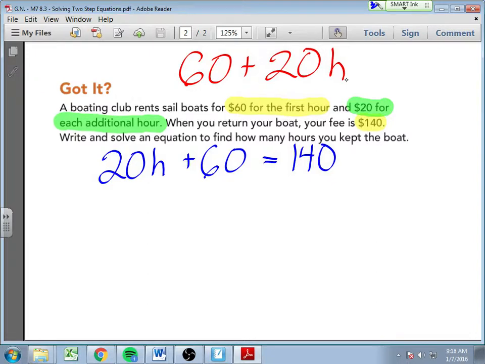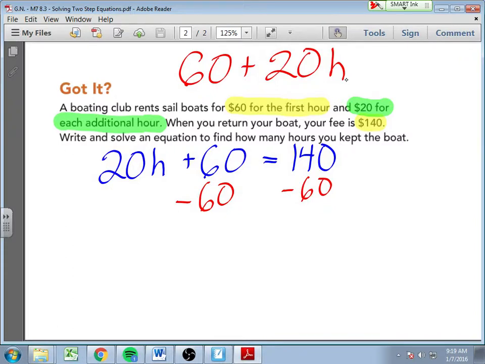Eli, what did you do first here when working towards isolating that variable? First I subtracted 60. Yeah. Undo any addition or subtraction. Remember, we talked about combining the constants? So both of these values, the 60 and the 140, they're constant values. I know what they are. They're not going to change.